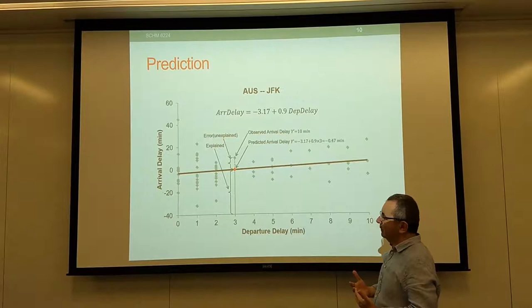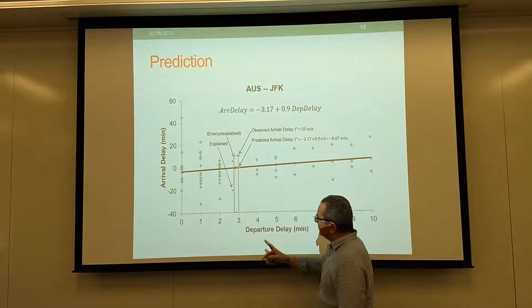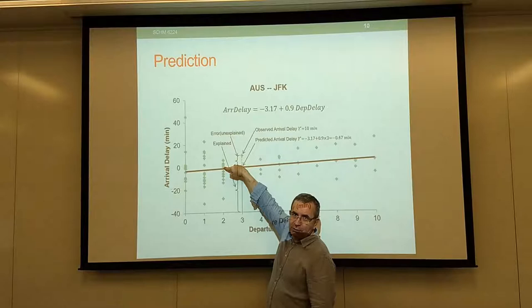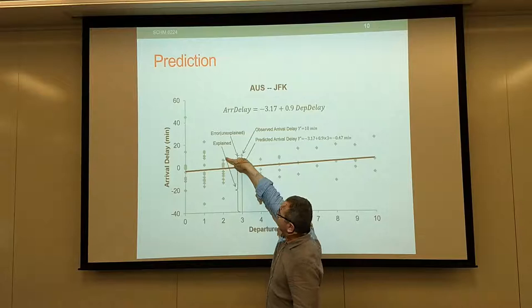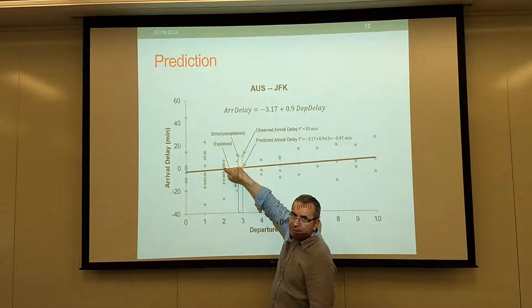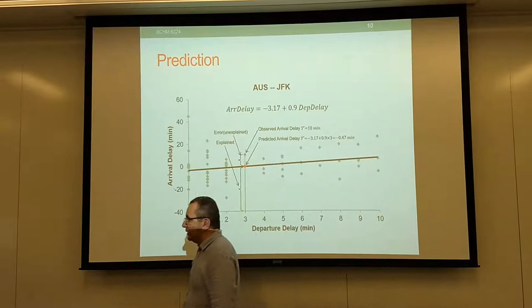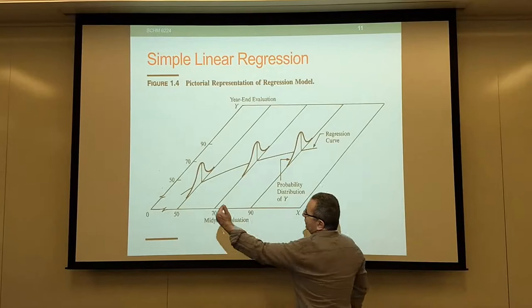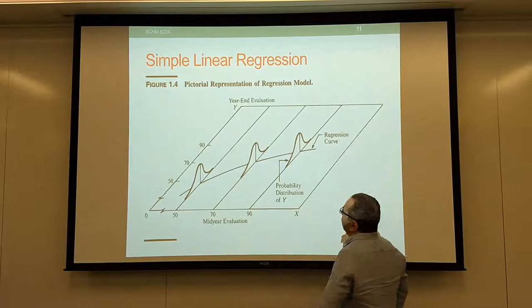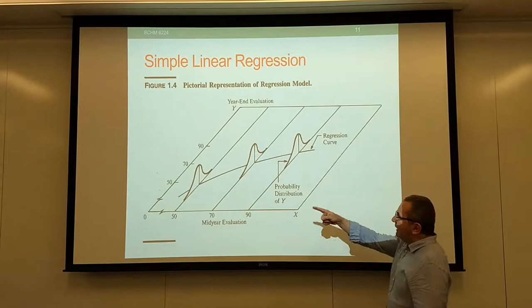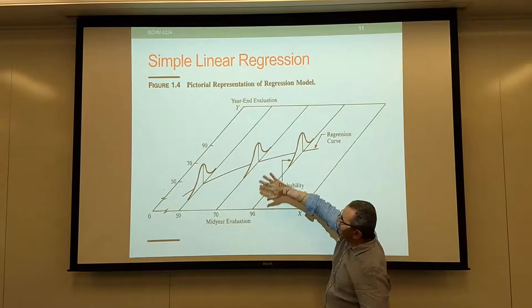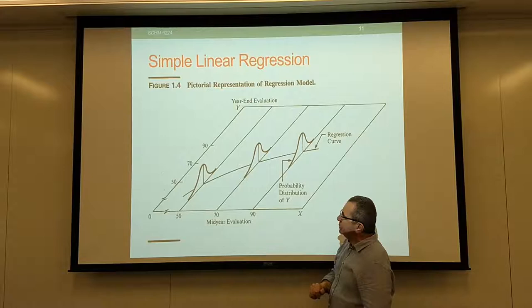Now, another way of looking at this is, let's say for flights that depart with 2 minutes of delay, the average arrival is here. This is the deterministic part of the regression equation, and there is a distribution around this deterministic part, which is the stochastic part of the regression equation. So, in more general terms, the deterministic part gives you this regression line, and that gives you the averages. It can be a straight line, it can be a curve, whatever. And the error term adds the distribution around the regression curve, regression line, to give you a range forecast.